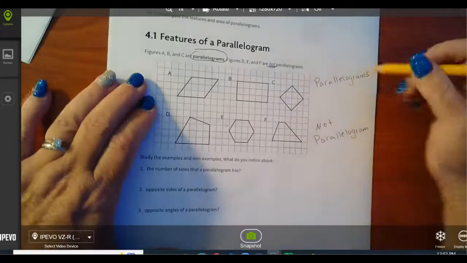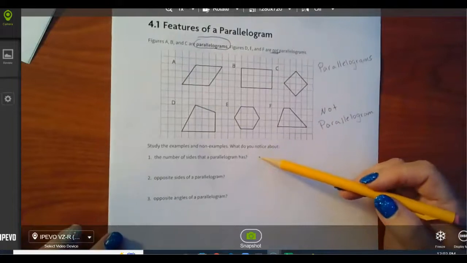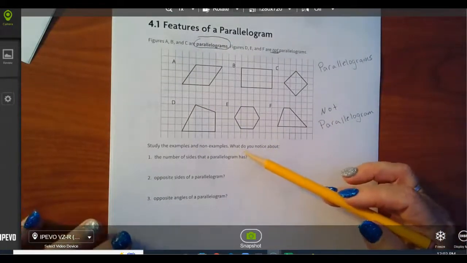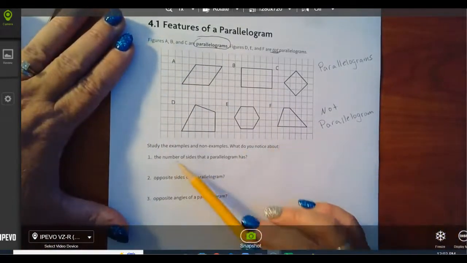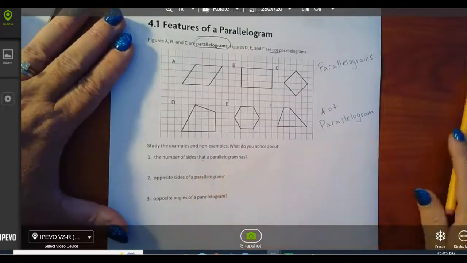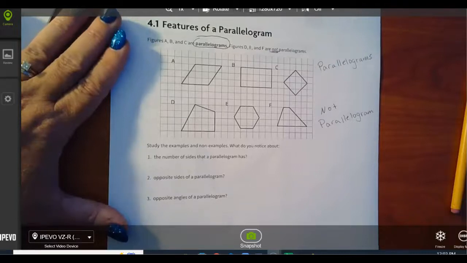Okay, so we have our parallelograms and our not parallelograms. And down here's where it talks about what we're supposed to do for today. It says study the examples and non-examples, and what do you notice? What do we notice about the number of sides that a parallelogram has? I'm going to put this as a question for your Ed puzzle.